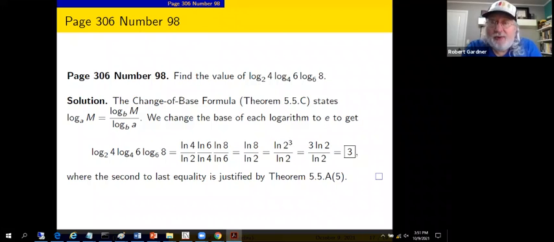And lo and behold, by doing that, but we could have used base 10 and similar things would have happened. Everything canceled and we ended up with simply the expression 3. Not very intuitive that this was going to simplify down to 3. Of course, this is a textbook example designed to simply dissolve and simplify quite a bit.